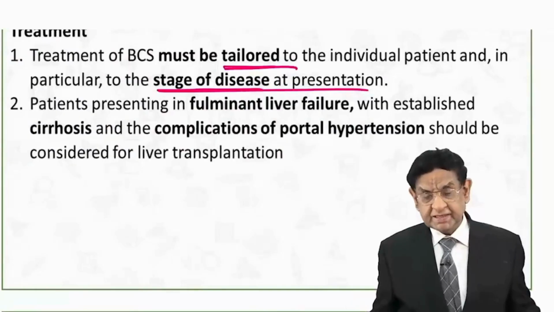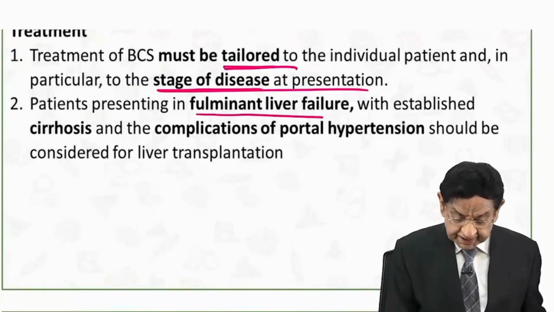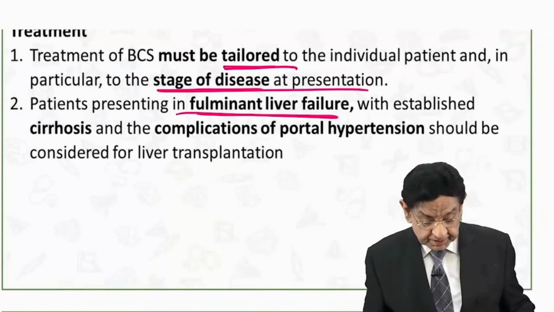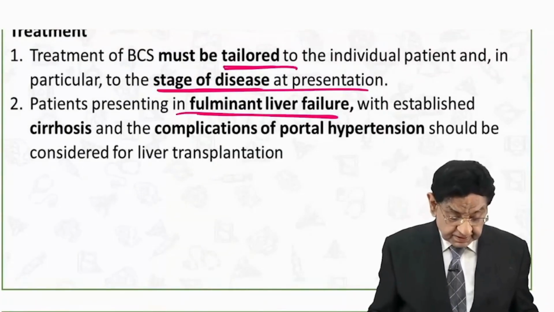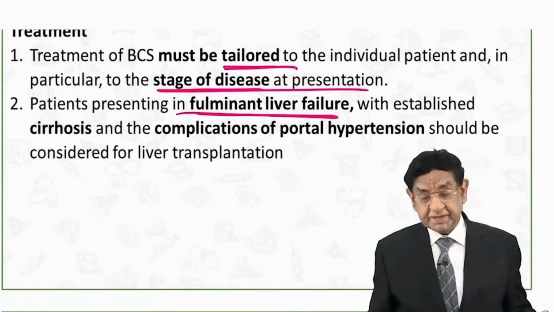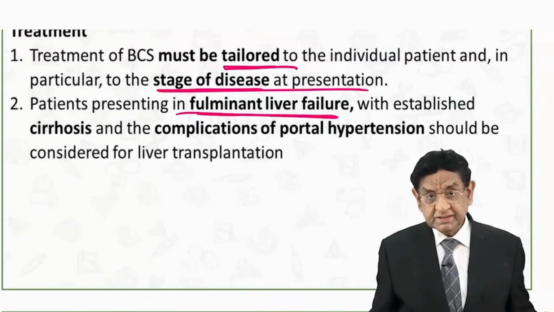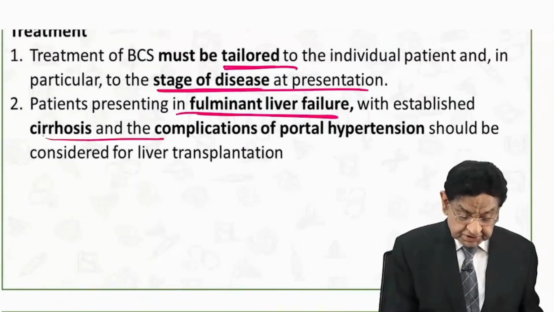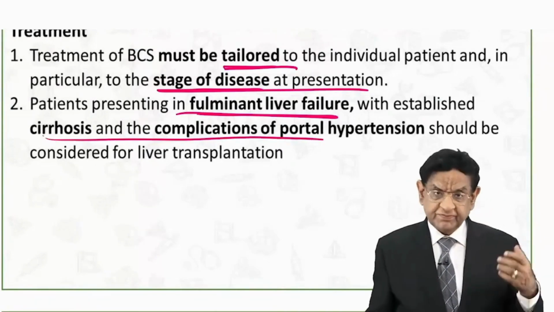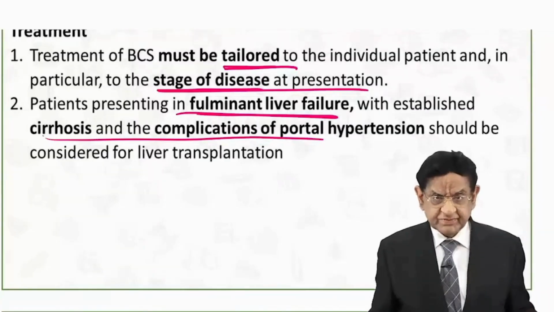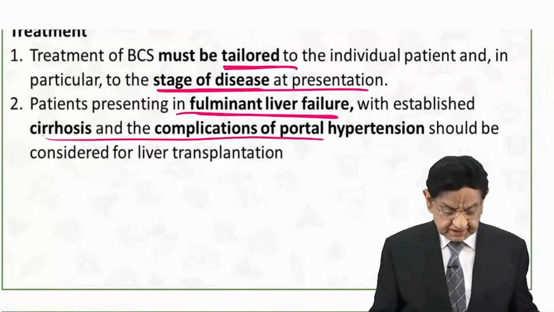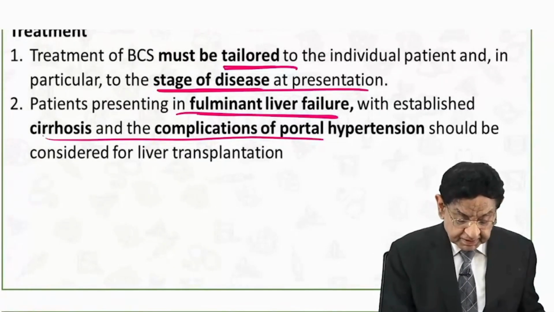Suppose the patient comes with fulminant hepatic failure, and the patient may be having cirrhosis. If fulminant liver failure is there, which is usually seen in acute cases, then the only treatment is transplantation.